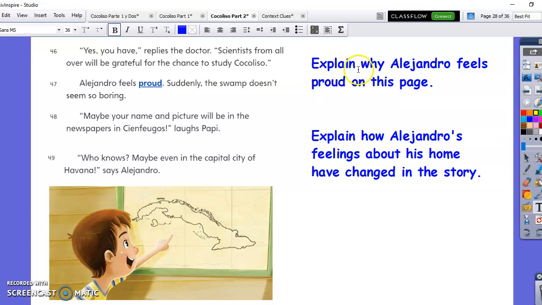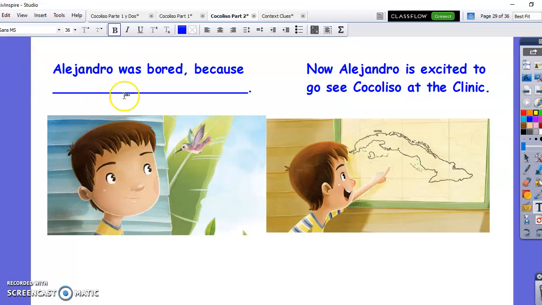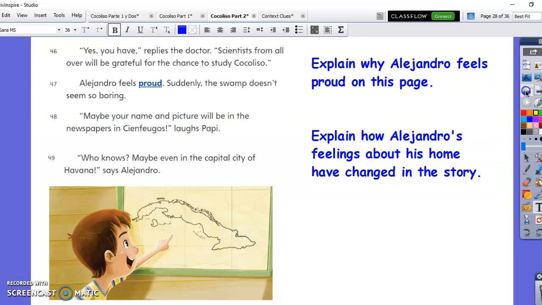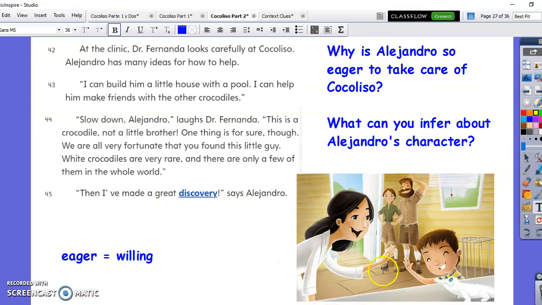So explain why Alejandro feels proud on this page, and explain how Alejandro's feelings about his home have changed in the story. Again, at the beginning, Alejandro was bored because he wanted to go to Cienfuegos and to see an airport. He wants to go be an airplane pilot. But now, at the end of the story, now Alejandro is excited to go see Cocoliso at the clinic. And that's why I say that this Dr. Fernanda is an important character in the story.